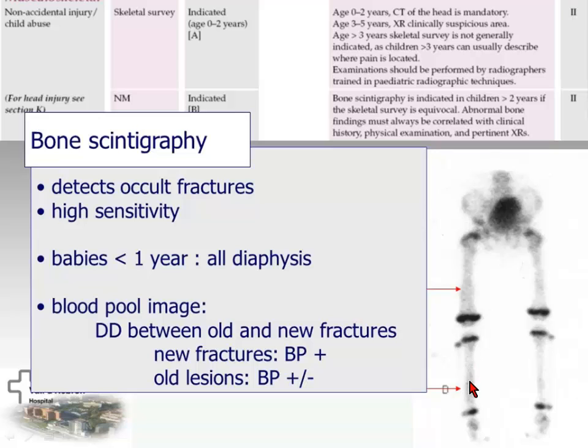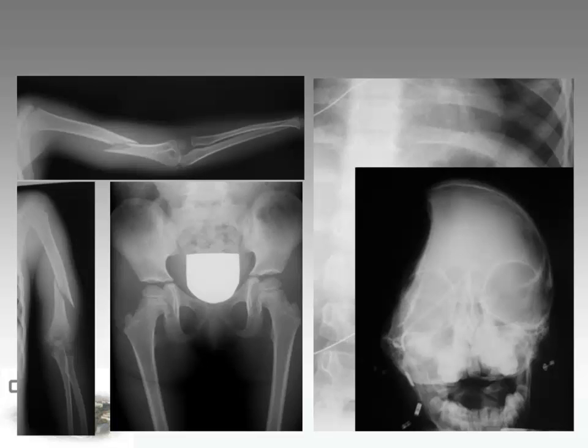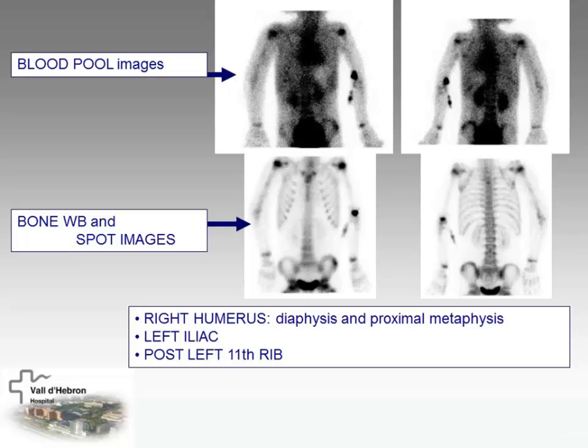This is another case. Look at the skeletal survey with incredible lesions on the skull. And these are the images of the bone scan with the blood pool image here. Here you can see an increase of activity on the right humerus, here and here. On the bone images, there is increased activity on all this humerus, and also on the iliac bone, and also on a rib, I think it's here, with blood pool positive. The positivity of the blood pool indicates that there are recent fractures.